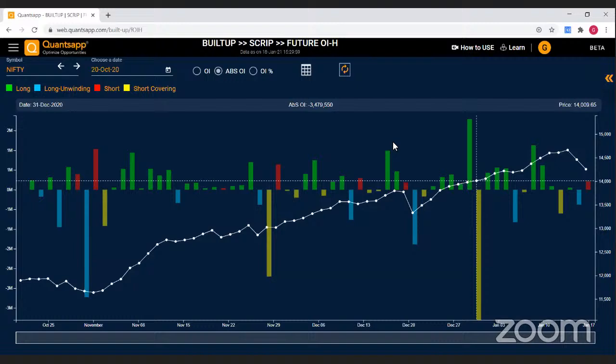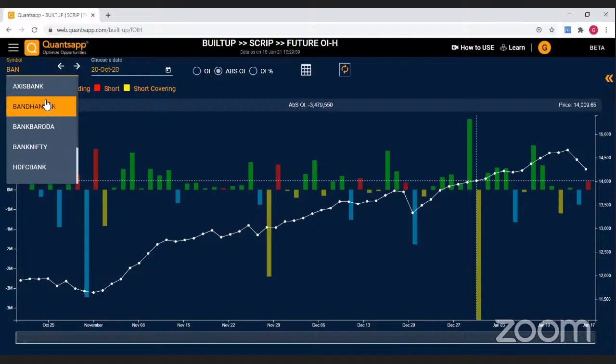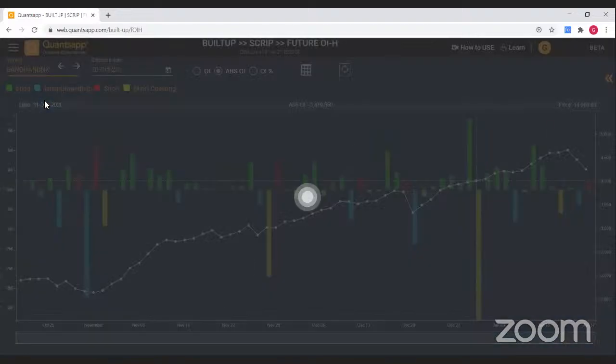So if I say that in Bandhan Bank short buildups are happening, and the price is declining, market participants are looking more confident about the price decline, so they are also increasing their position. That's why shorts are building up. So if I say Bandhan Bank, let's look here.